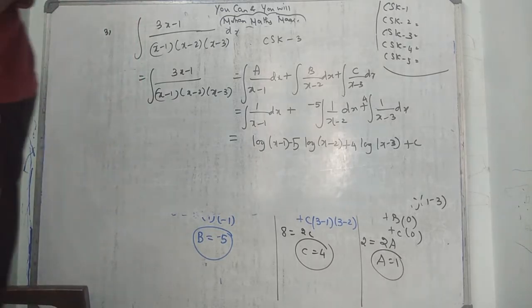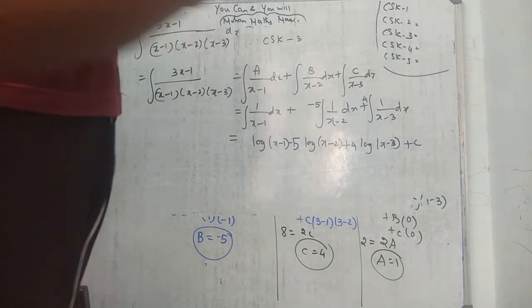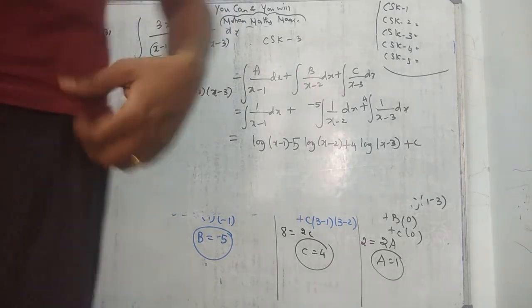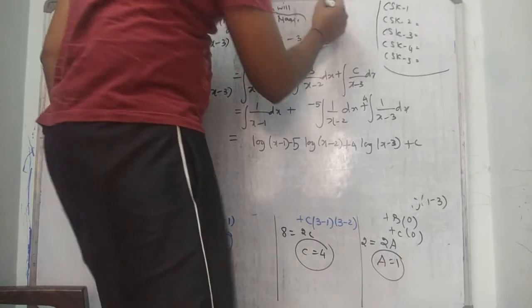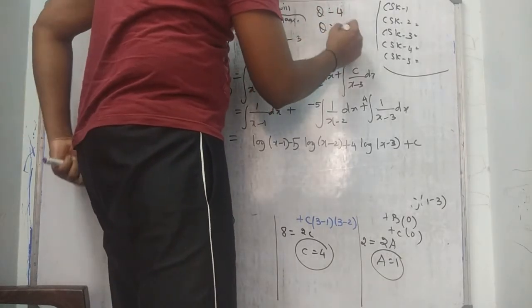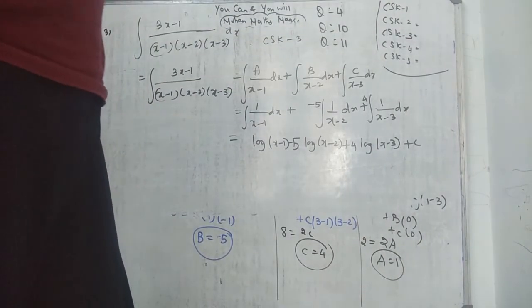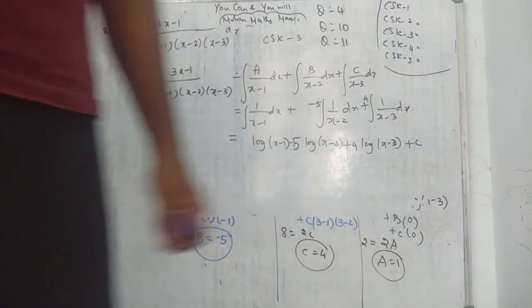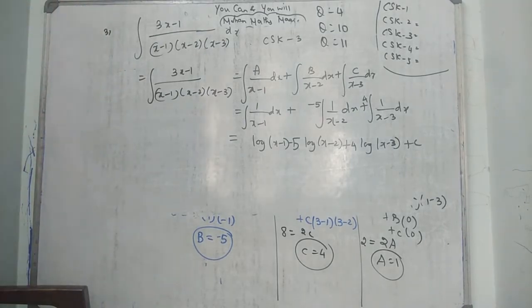And I don't think the remaining sums are CSK 3. The remaining sums are very easy sums. That's it. So question numbers 4, 10 and 11 are CSK 3. I'll give a small introduction, then I can move on to the remaining sums. Question number 4: x upon x minus 1, x minus 2, x minus 3. So in the denominator, how many brackets? 3 brackets. Okay.